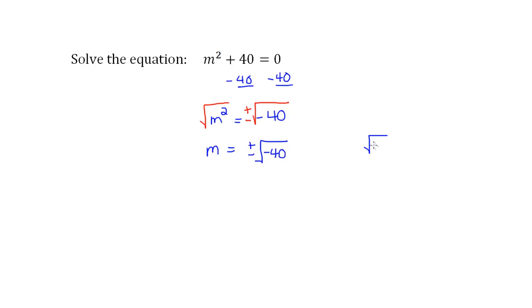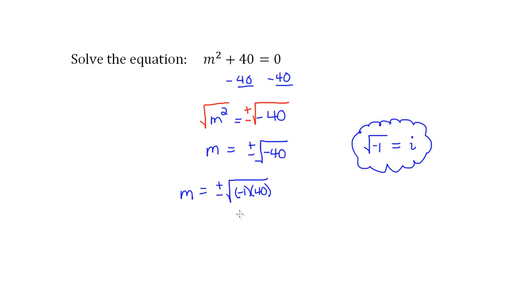So let's just do a quick little recall here. Remember that we've defined the square root of negative 1 to be the imaginary number i. We'll use this idea when we go to simplify the square root of negative 40. We have m equals plus or minus the square root, and now I'm going to break up negative 40 as the factors of negative 1 times 40. So now you can see right here the square root of negative 1, this is going to give us our i, and so we have that m equals plus or minus i times the square root of 40.